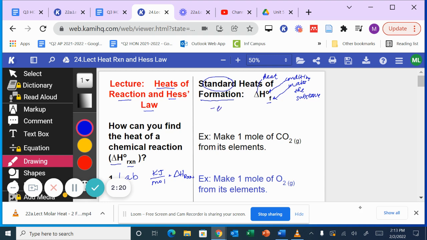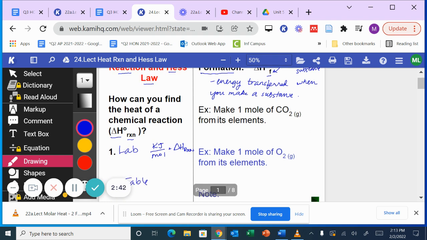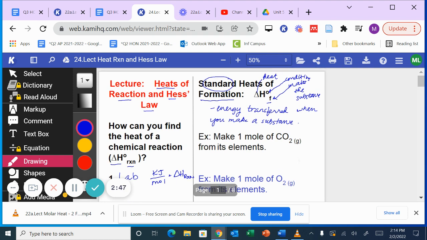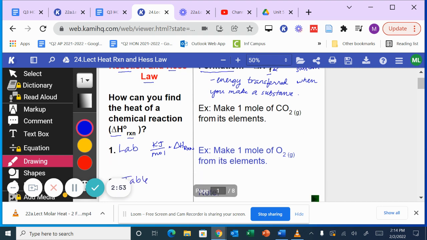It is the energy transferred, so it can be either endo or exo, transferred when you make the substance. Okay, so let's see, we want to make a mole of CO2. To make one, and by the way, these are all for 1 mole because they're molar, for every 1 mole. Okay, so let's say I want to make 1 mole of this.